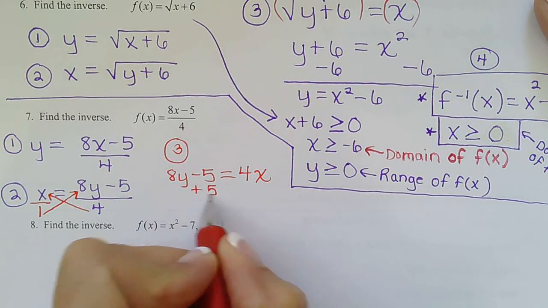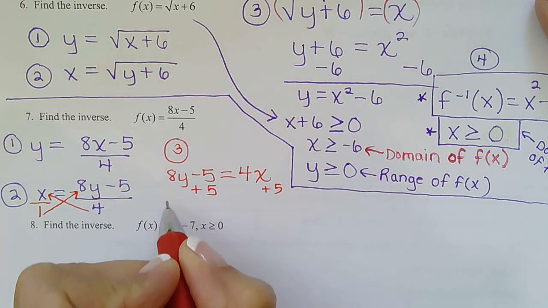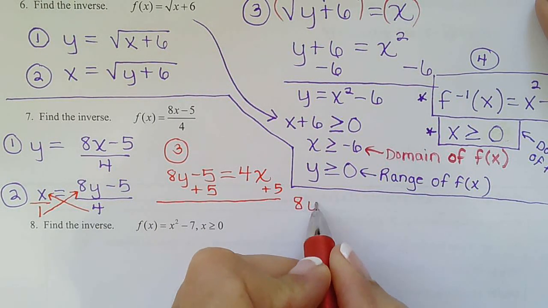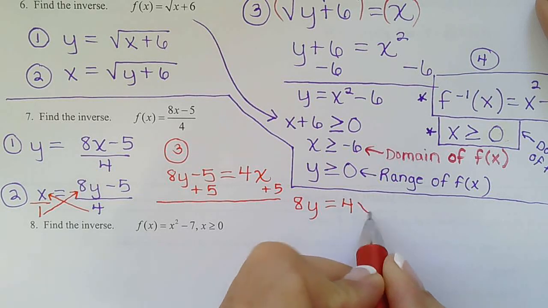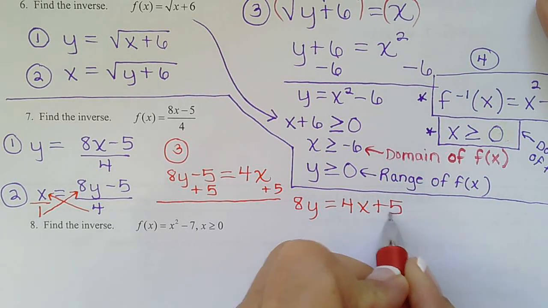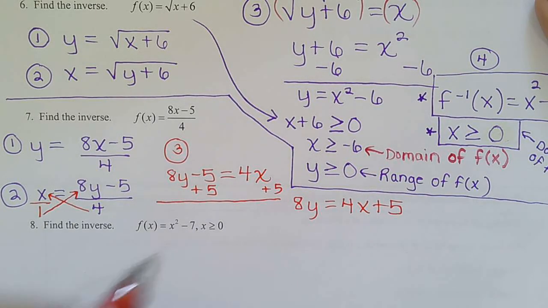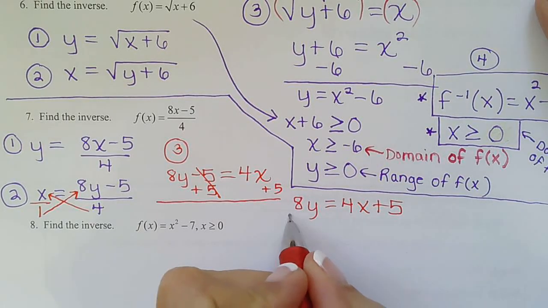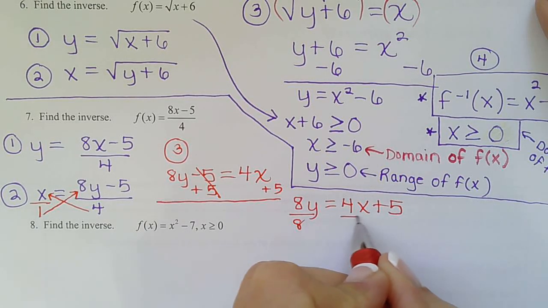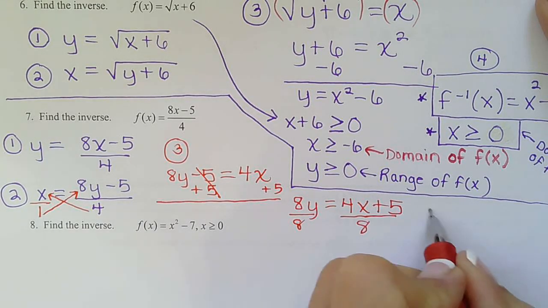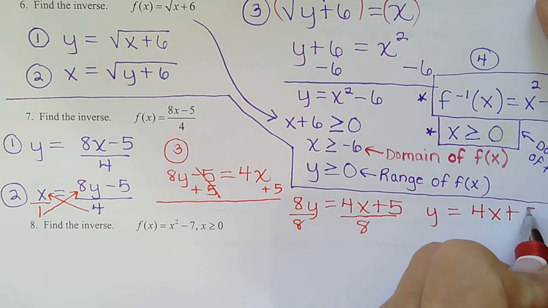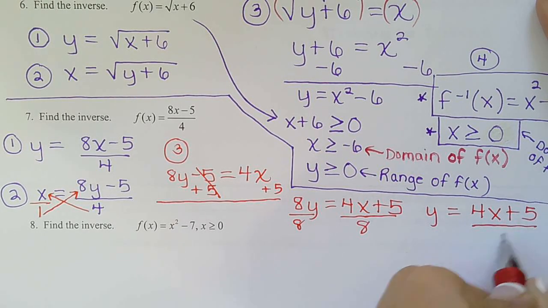So add 5, add 5. So we get 8y equals 4x plus 5. And last, to get y alone, we do the opposite, which would be divide by 8. So we get y equals 4x plus 5 divided by 8.